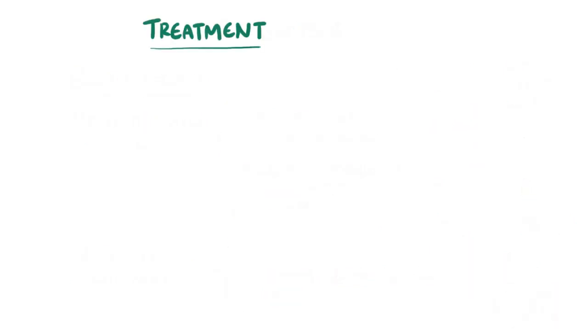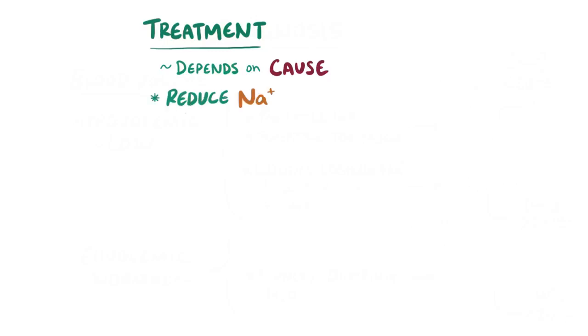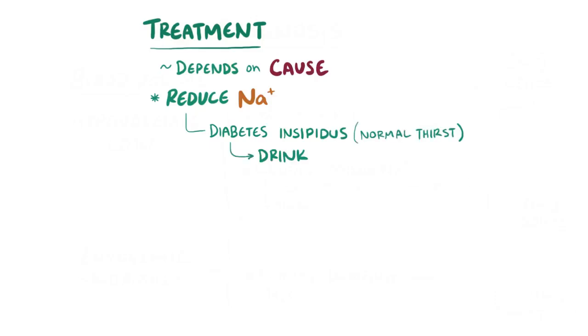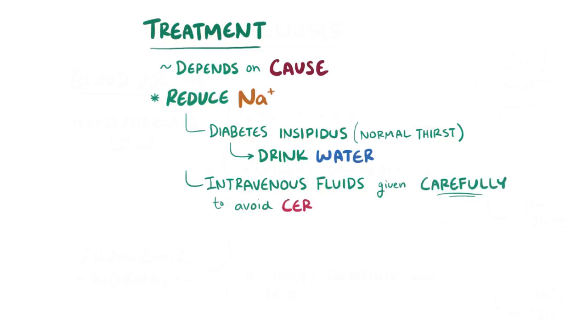Treatment of hypernatremia depends on the underlying cause, but ultimately the goal is to reduce the sodium concentration. Individuals with diabetes insipidus with a normal thirst mechanism can do this by drinking water. If intravenous fluids have to be given, it has to be done carefully to avoid complications like cerebral edema.